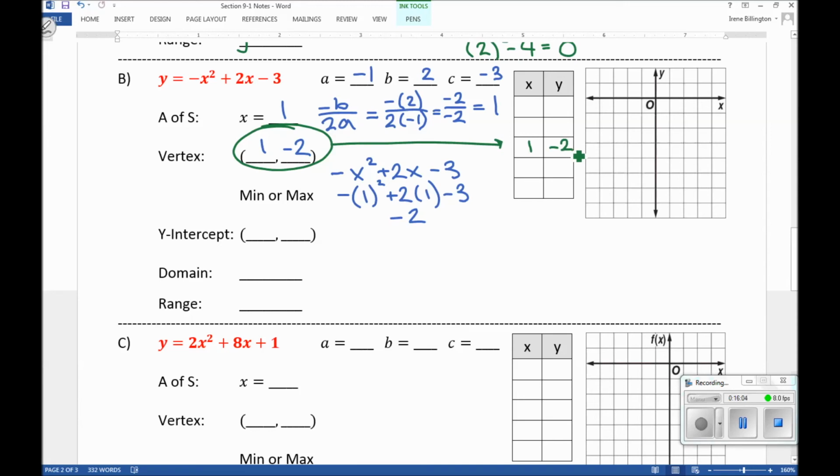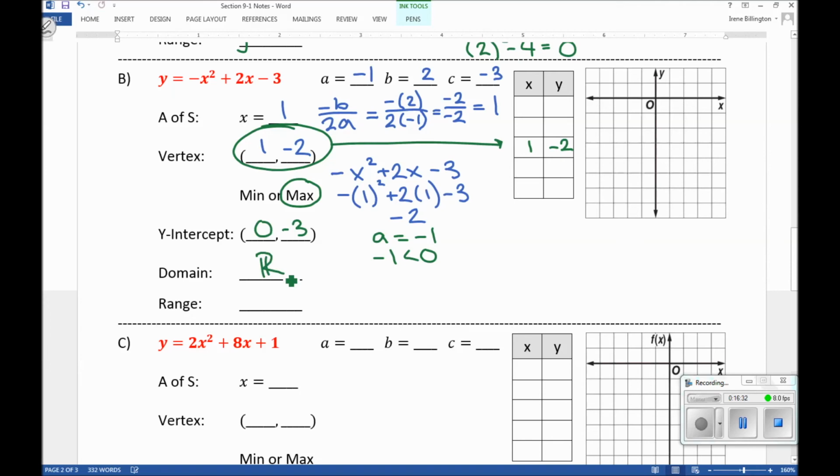All right, is my vertex a minimum or maximum point? We have to use a to figure that out. So our a value, our lead coefficient, was -1. If -1 is less than 0, so if your lead coefficient is less than 0, your vertex is a maximum point. Our y-intercept comes from C. C was -3, so the y-intercept is the point 0, -3.